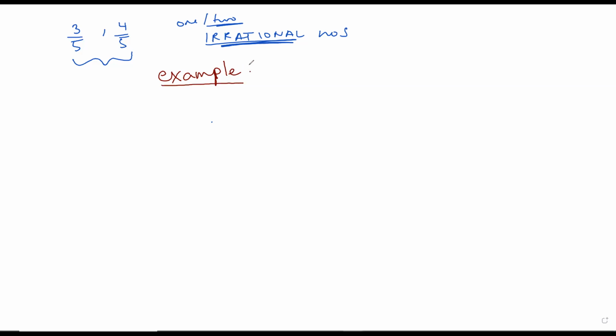Ma'am, I can give you an example of an irrational number: root 2, root 3, root 5, root 21. Very good. Basically, an irrational number is a type of real number which cannot be expressed in a rational form. Exactly. That is precisely the definition of an irrational number.